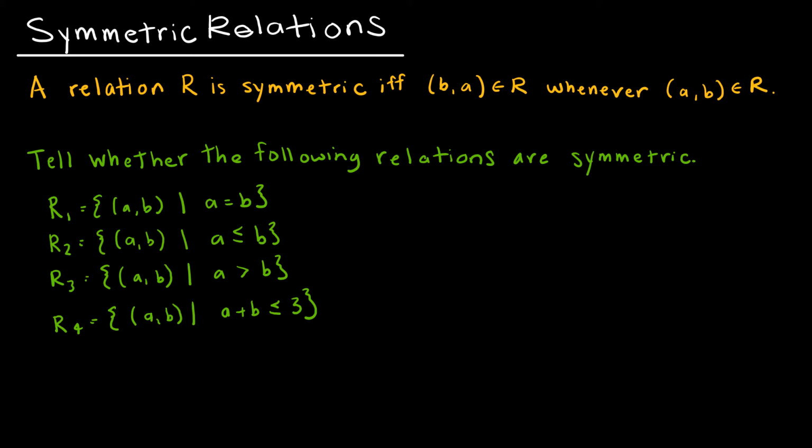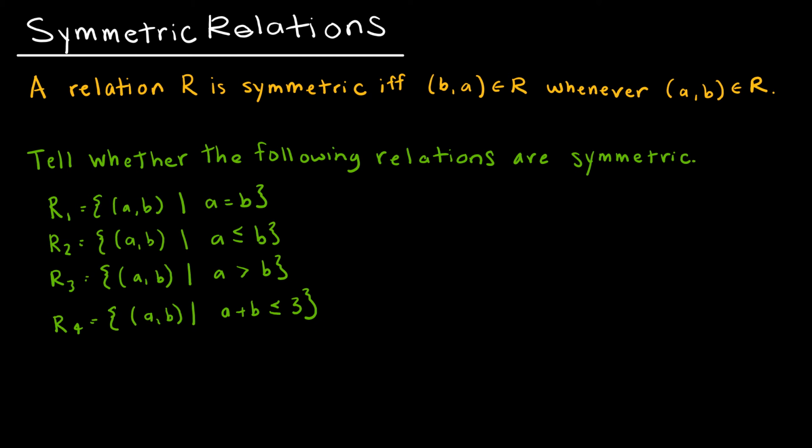The next property is the symmetric property. So a relation is symmetric if and only if (b, a) belongs to R whenever (a, b) belongs to R. So essentially we're saying if (a, b) belongs to R, then (b, a) must belong to R. So which of these relations would be symmetric? Again, let's take a look.